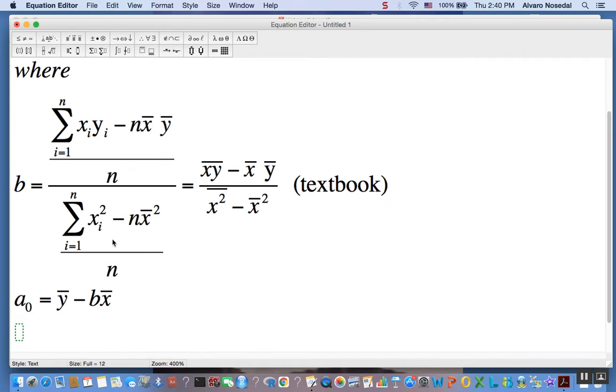And we also mentioned that in your textbook they use this funny notation for this kind of cross product. For instance, the summation of xi yi divided by n, the bar over x times y, the whole thing, which is different from the product between x bar and y bar. So just be careful with that. Okay, so that's what we did last time.